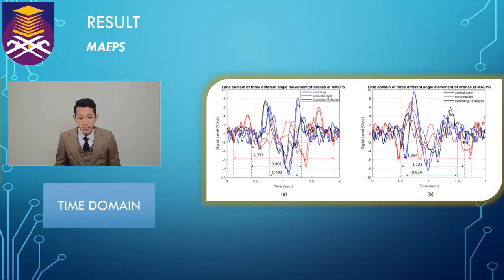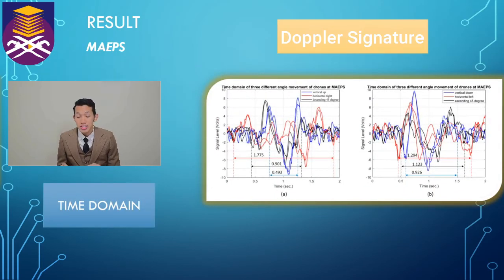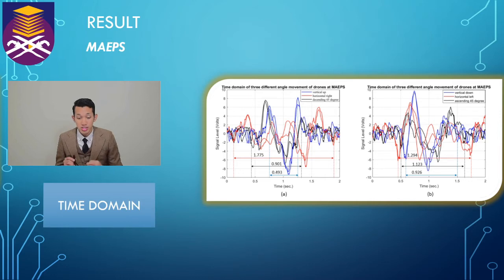For the time domain, it's called the Doppler signature, where when the cross-section area increases, the time taken for the target crossing the baseline will increase, as shown in this figure, where the horizontal right and horizontal left have the highest time taken. This is due to the highest cross-section area. Vertical up and vertical down have the lowest time taken. This is due to the low cross-section area of the target.